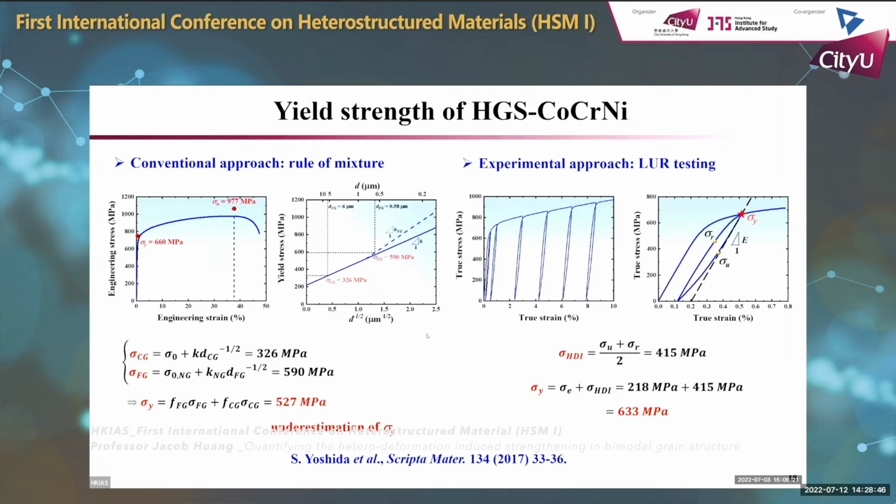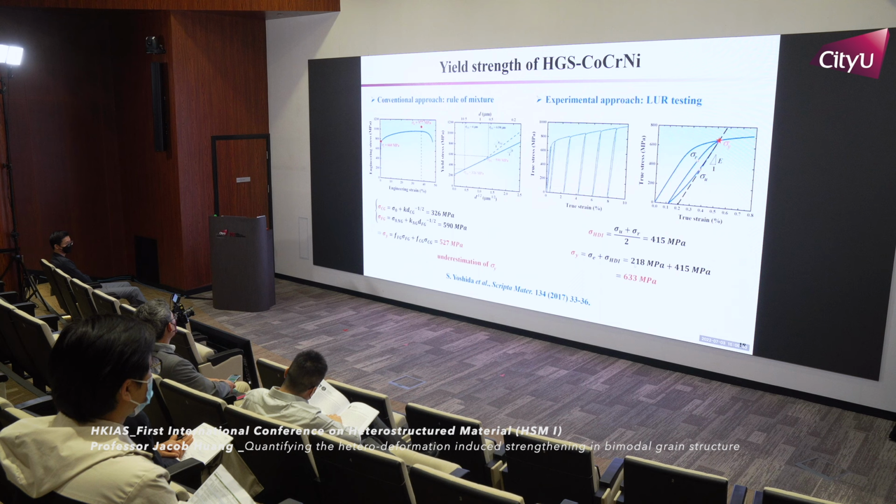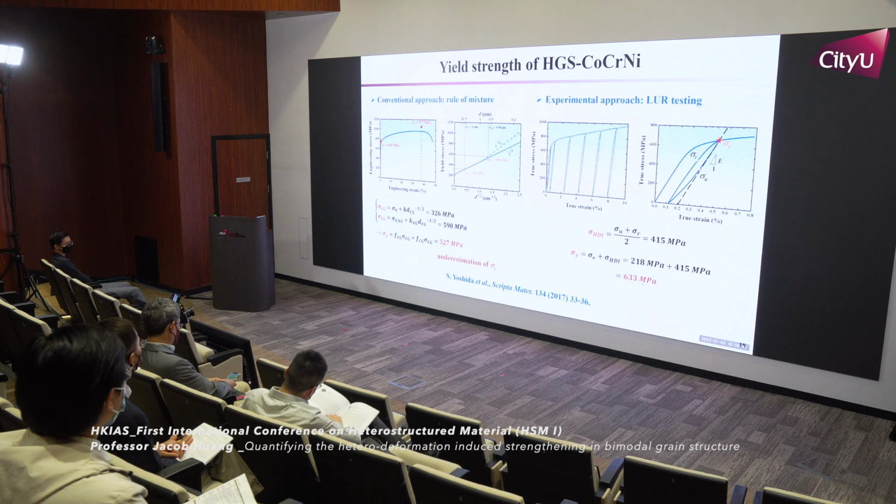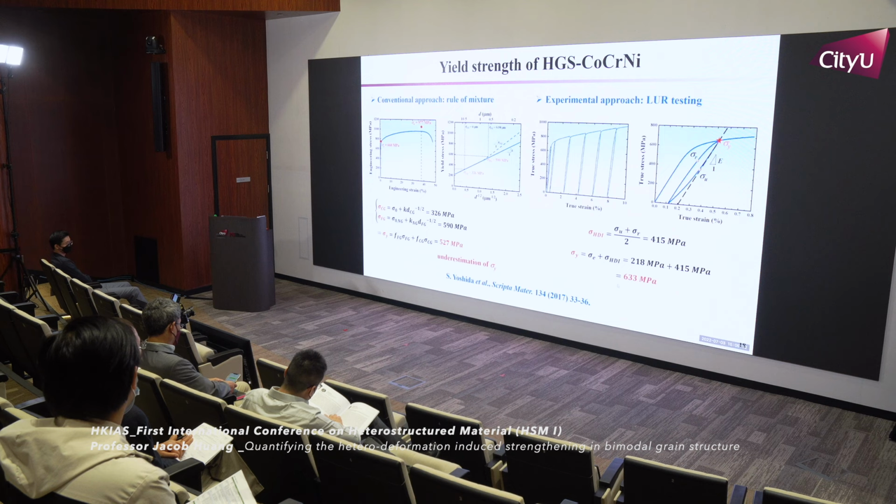So next we use the very popular experimental approach by LUR testing. From the testing, we extract the HDI stress, the back stress, of 415 MPa, plus the lattice friction term, 218 MPa, and the overall is 633 MPa. It's pretty close to the 660 MPa yield stress measured by the tensile testing.